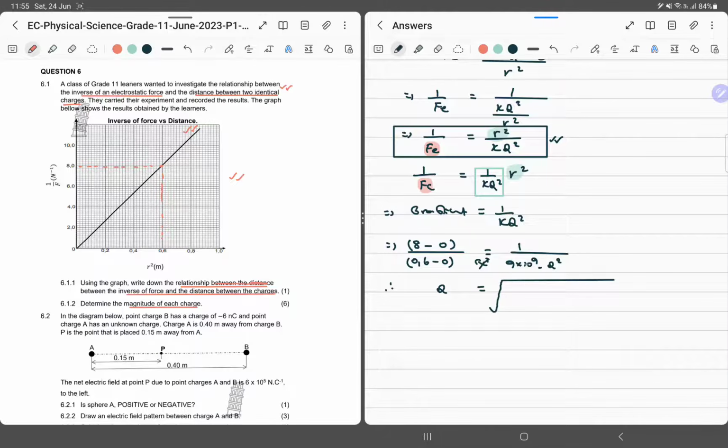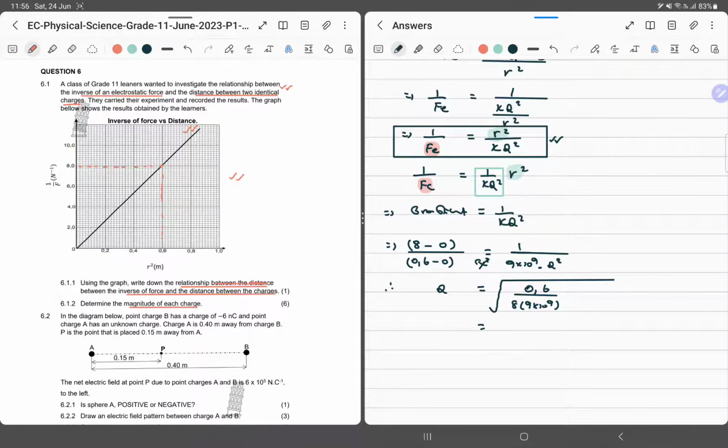Now remember, we were going to, sorry, let me see. This one will multiply there, right? And then this one will multiply there. So this is basically going to be 0.6 divided by 8 into 9 times 10 to the 9, right? So, yeah, that is the story. That is the story.